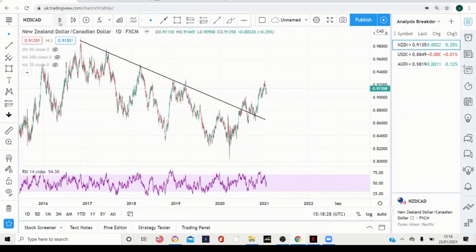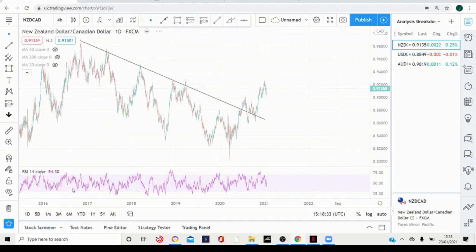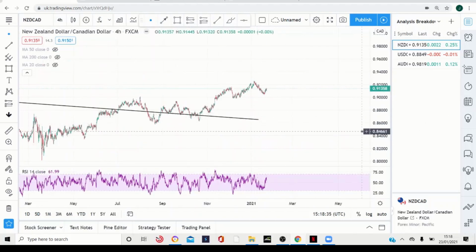We're gonna go back to the smaller time frame to see what entries we can have and how many pips we can bank on this pair.